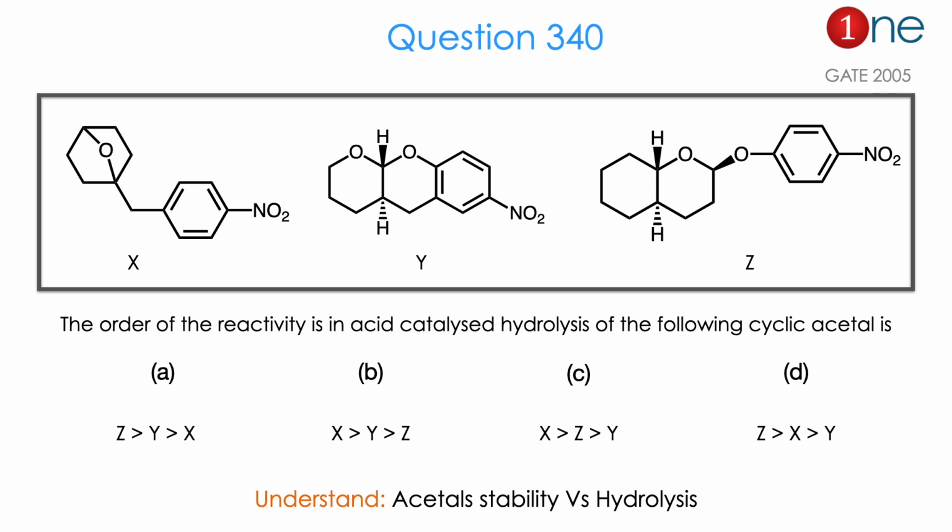Basically they are asking about reactivity in acid hydrolysis. You have to find which one reacts faster. The three structures are given, and you have to find which one will have higher reactivity and which one will have lower. So from the question of three different acetals and hydrolysis, you might realize the question is really about acetal stability versus hydrolysis. The answer is A. Let us see how.